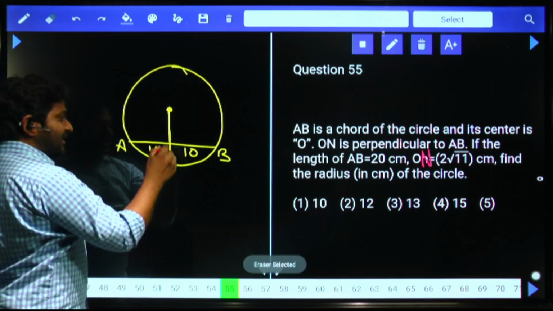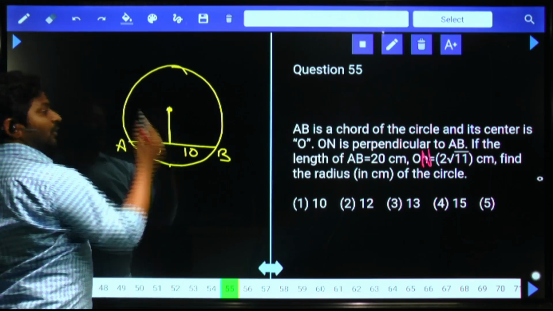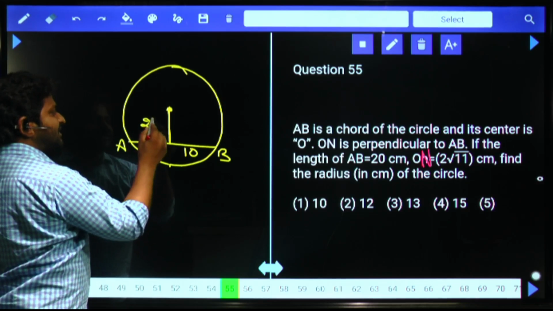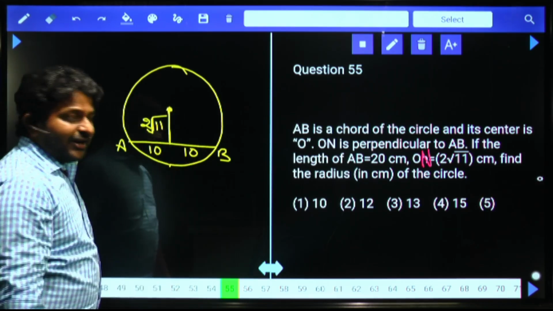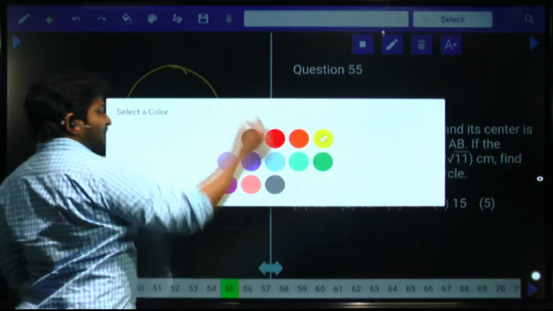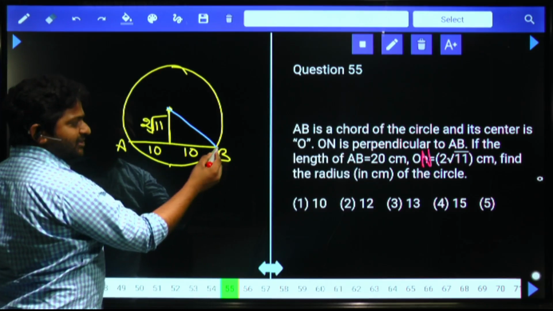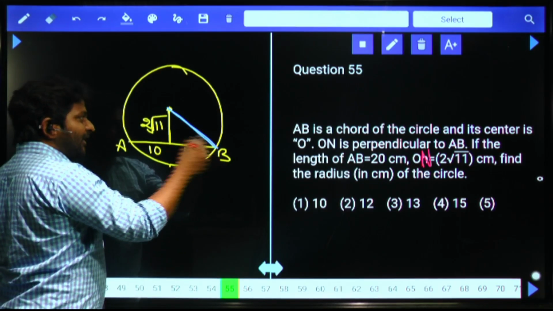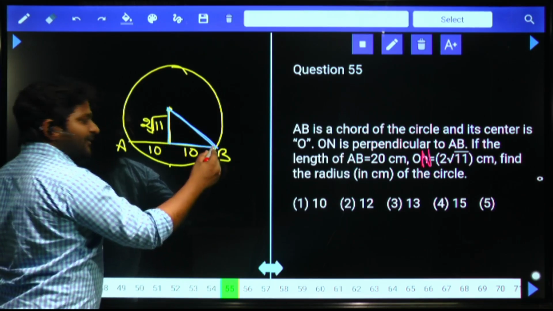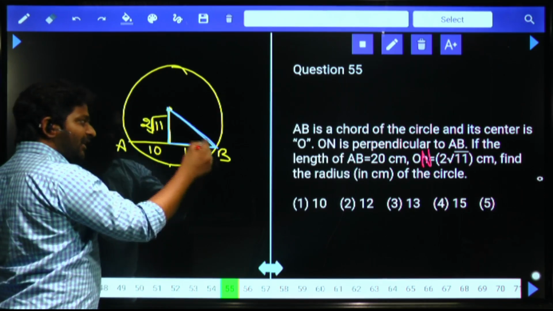You are given the ON value: the length of ON is equal to 2 root 11. And you're asked to calculate the radius. So now if you draw a radius passing through O which will touch at B, this is what we need to calculate. So this is a right angle triangle with the sides 10 and 2 root 11, and we need to calculate the hypotenuse.